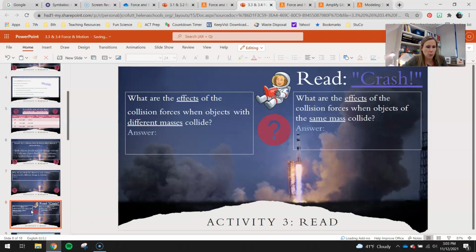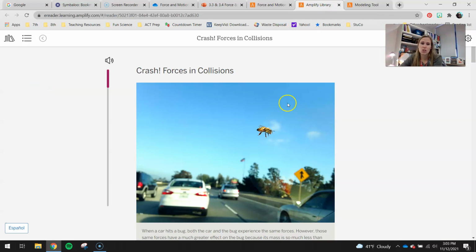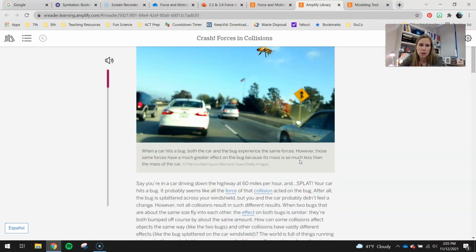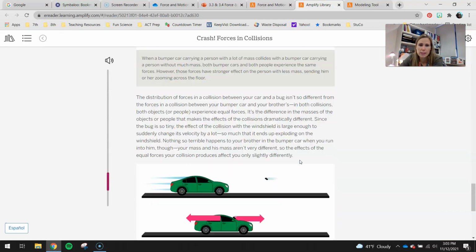Okay, once you guys are done with your warm-up, you guys will move on to activity 3, which is a little article. Last time when we did 3.1 and 3.2, you guys looked at the little survey question, which asked if a bug hits a windshield. Okay, what does that look like as far as the collision forces that they put on each other? So you guys will go ahead, take a second to read this article.